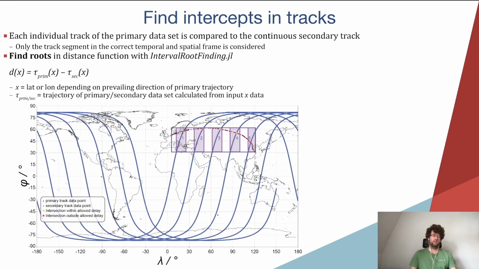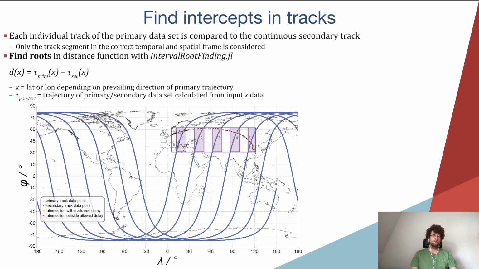To be able to subtract coordinate pairs, they need to be in sync and have a common x value, either latitude or longitude, and a common step range. And as our original data is highly irregular, we need the interpolated data from the previous step. We use those interpolated track segments to define our distance functions, where we subtract the coordinate pairs. In this distance function, we need to find the roots, and those roots are our intercept points. To find those roots, we use the IntervalRootFinding package as a core part of our track matching algorithm.